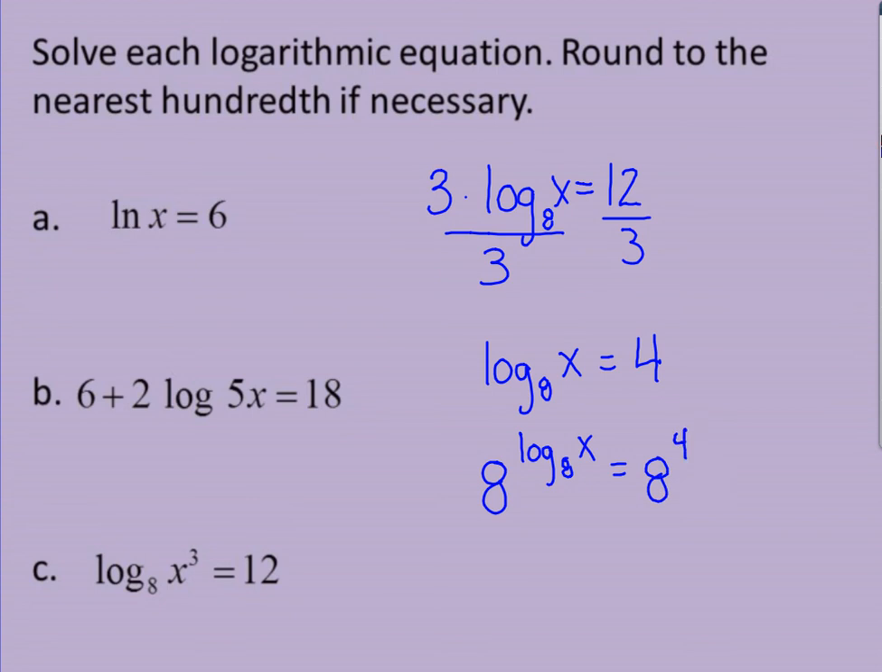Because this is 8 raised to the log base 8, we know those are going to cancel. So we're going to have x is equal to 8 to the 4th, which is 4,096.